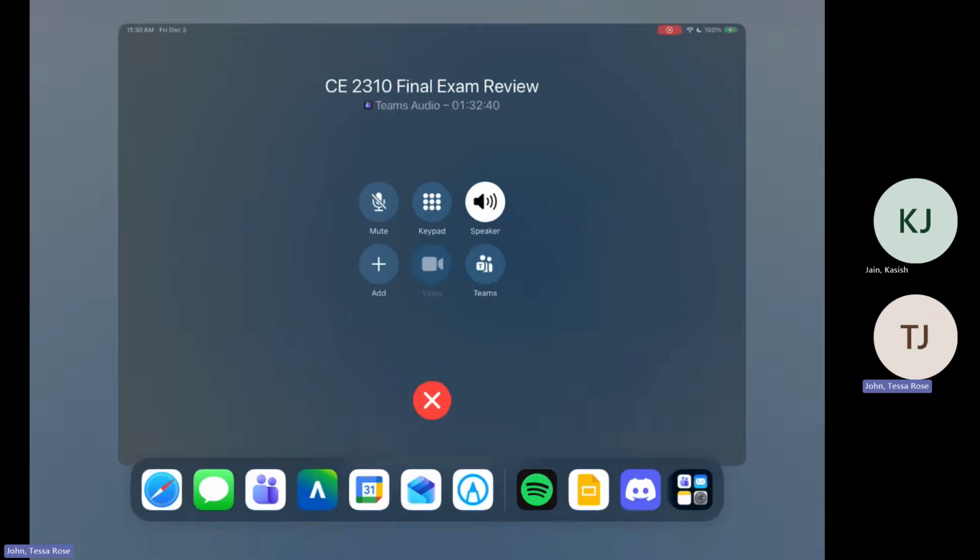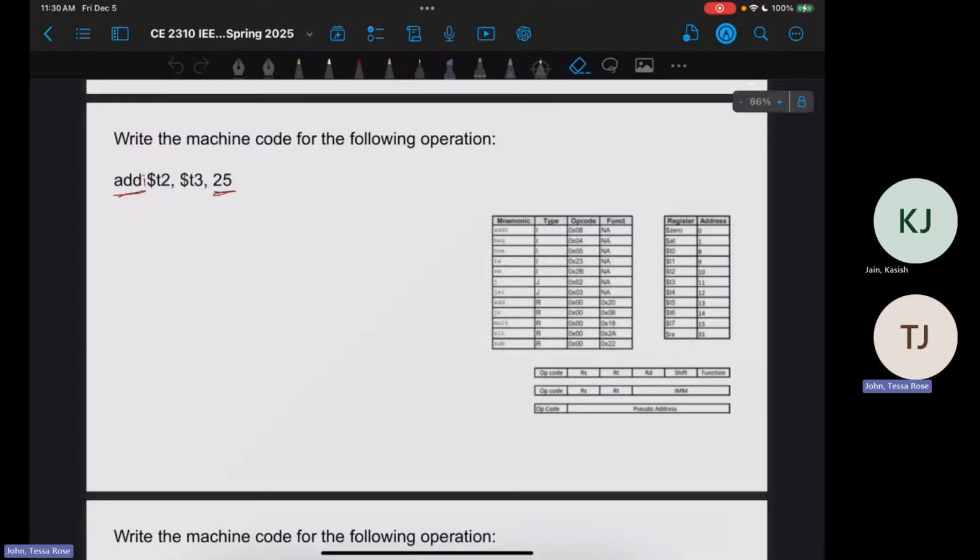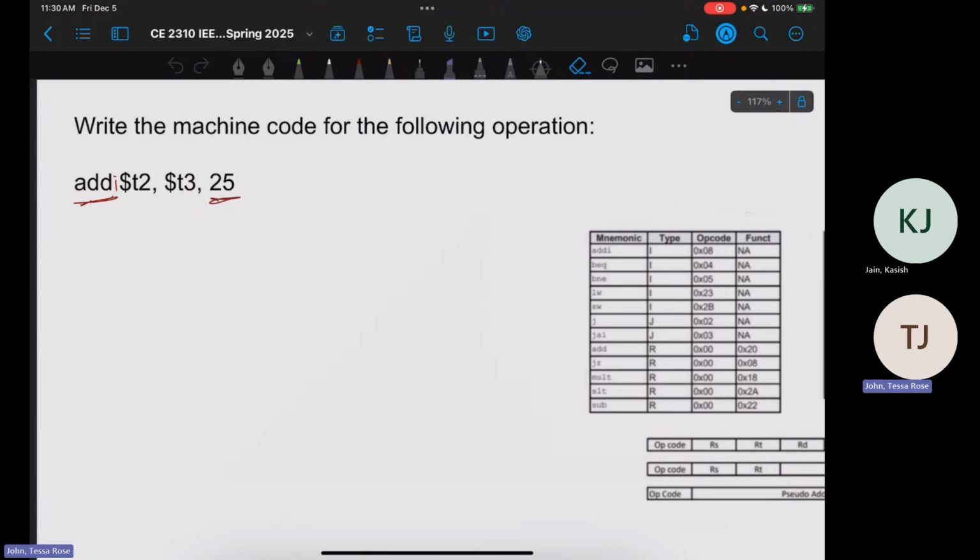Yes. Yep. Okay. I guess it has to be machine code. That's a good idea. Let's look at that.